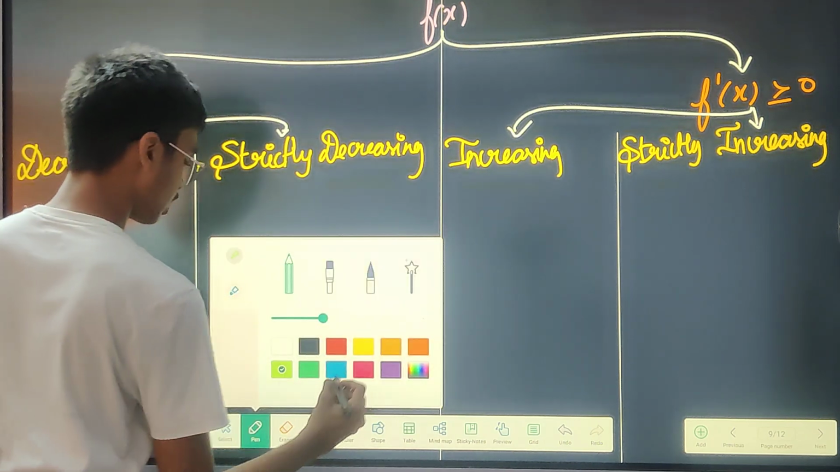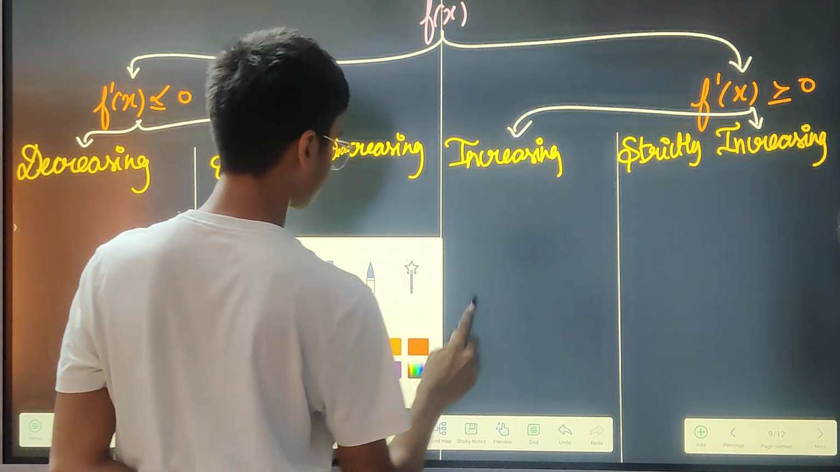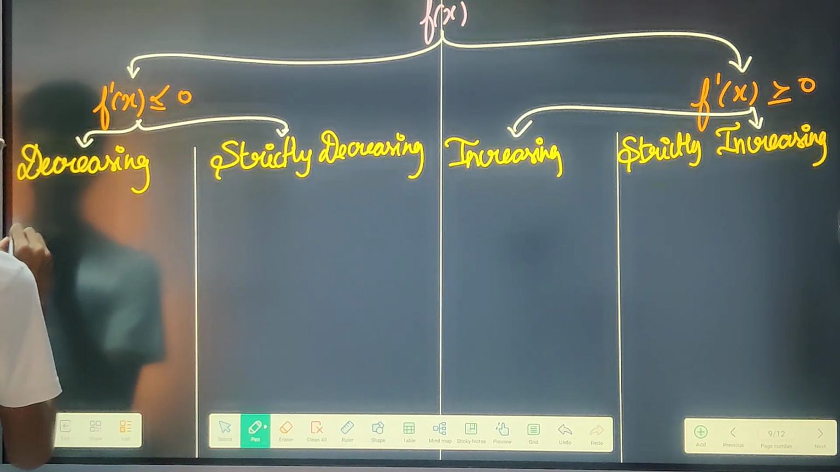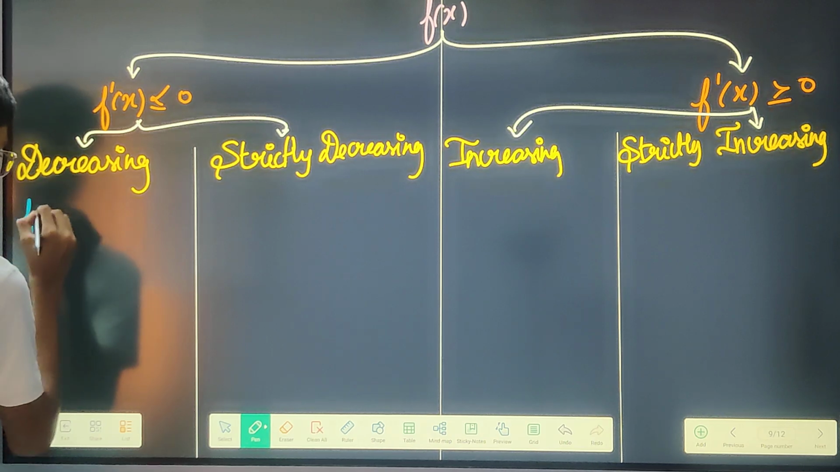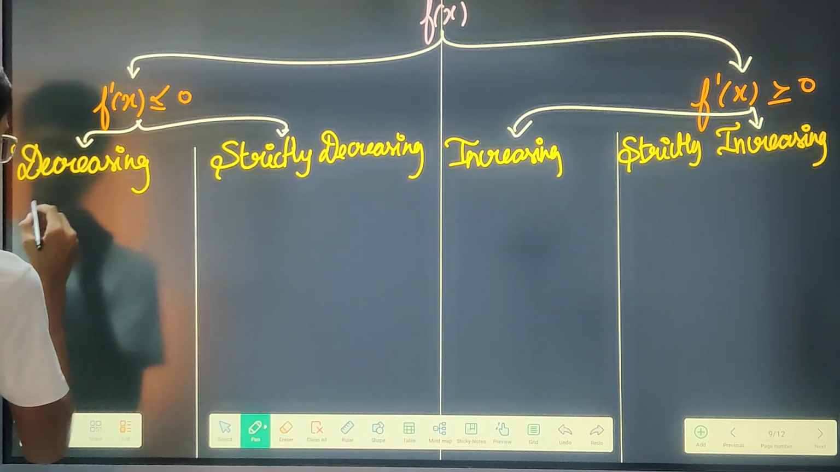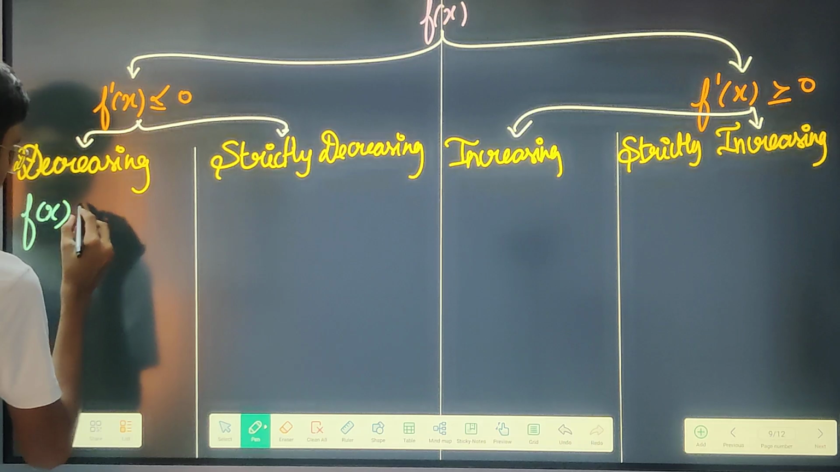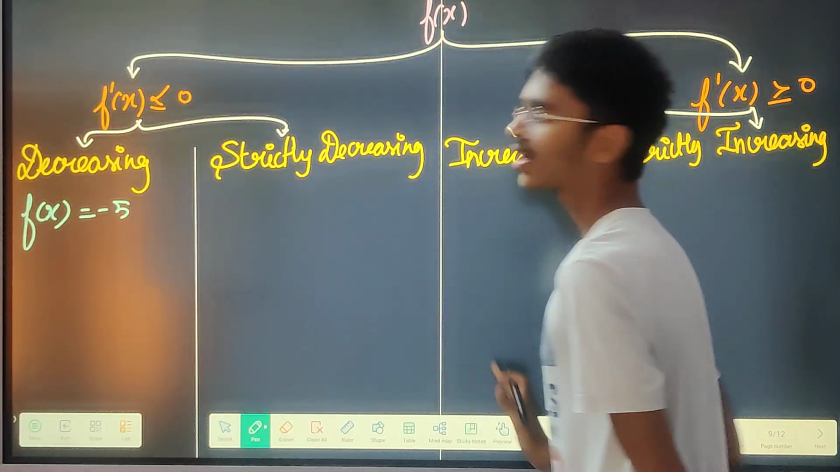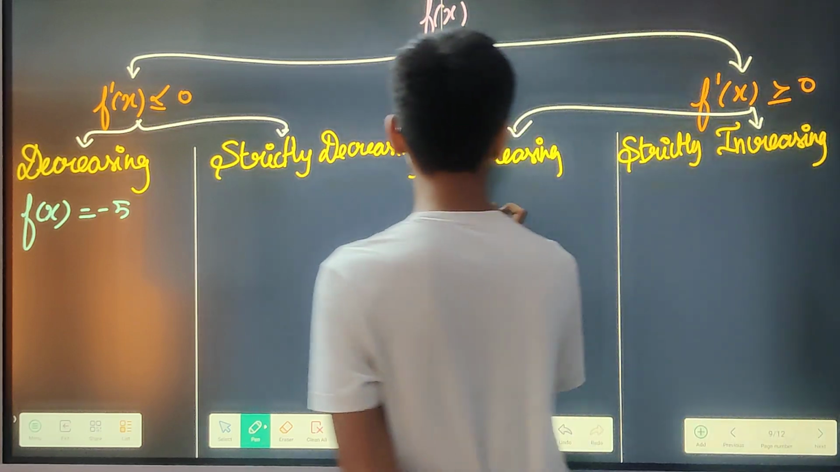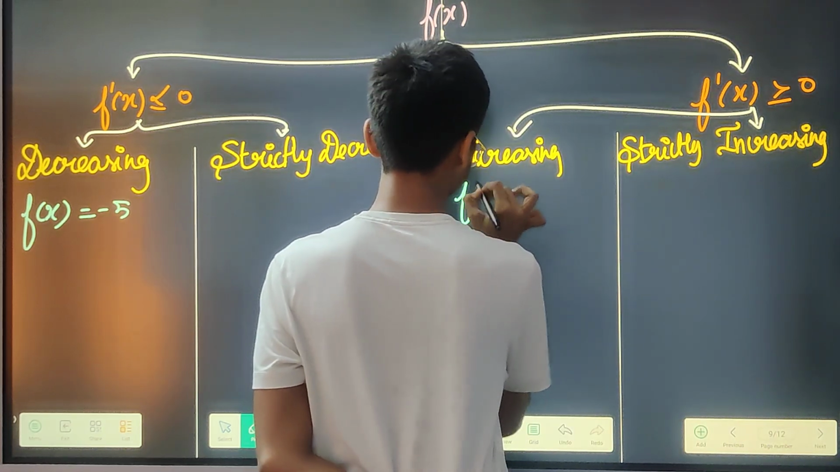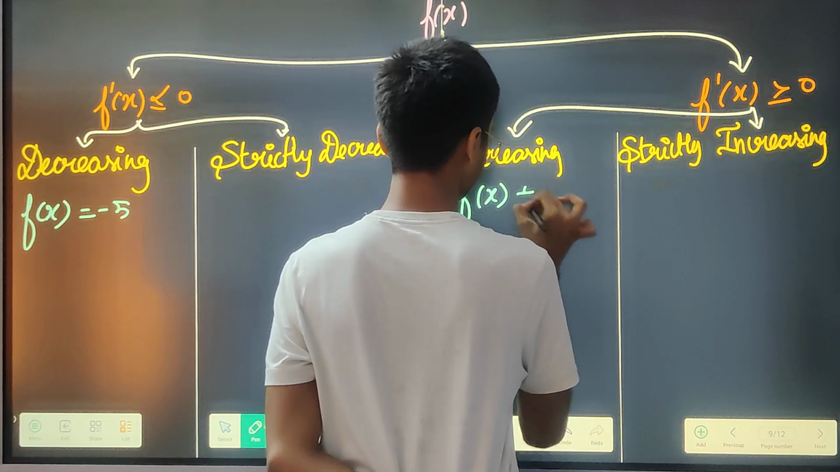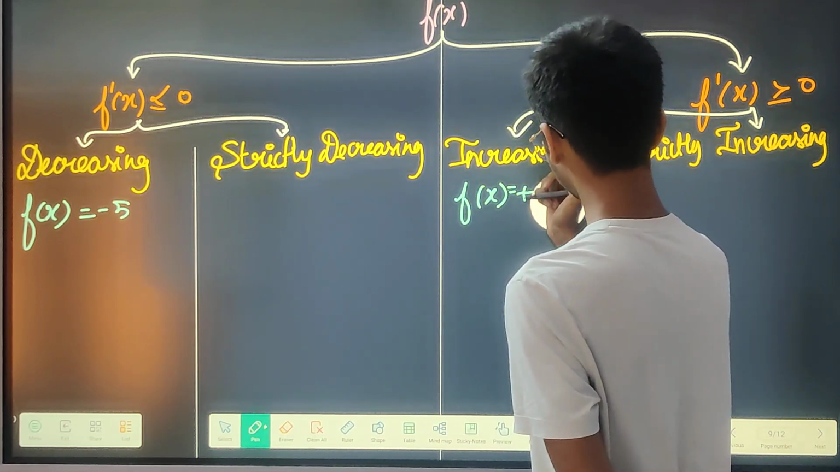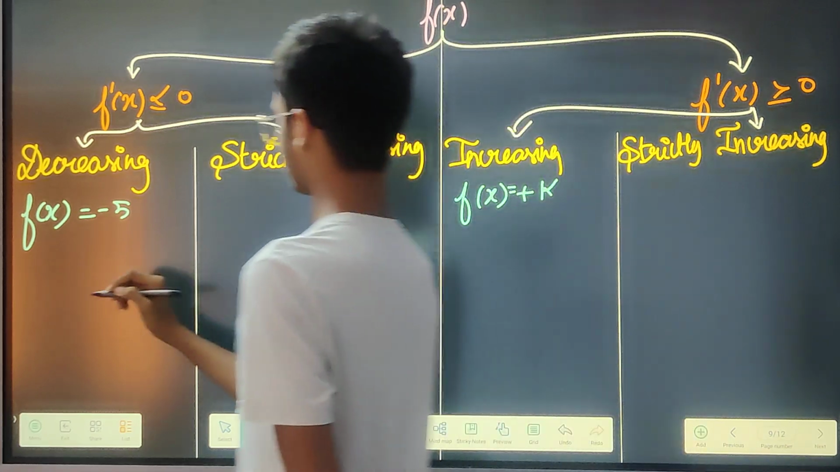Here I will be taking one example. Let the color be this. Here, just decreasing is where f of x is equal to -5 or any constant. Then you have to multiply by just minus, then you will be getting f of x is equal to +5, or any constant. We shall take a constant.